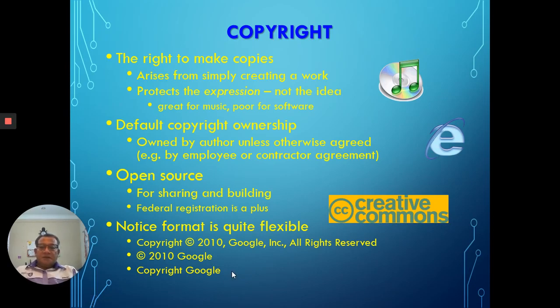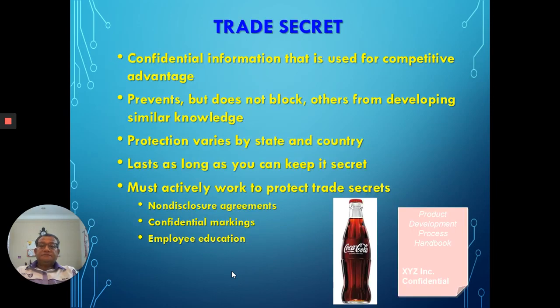So this is known as copyrighted material, in which it is not simply free to be copied or duplicated for distribution, especially for commercial purposes. The third type of intellectual property is known as trade secret.